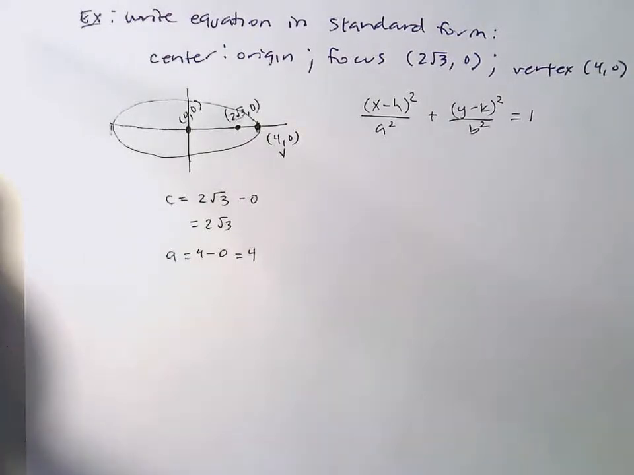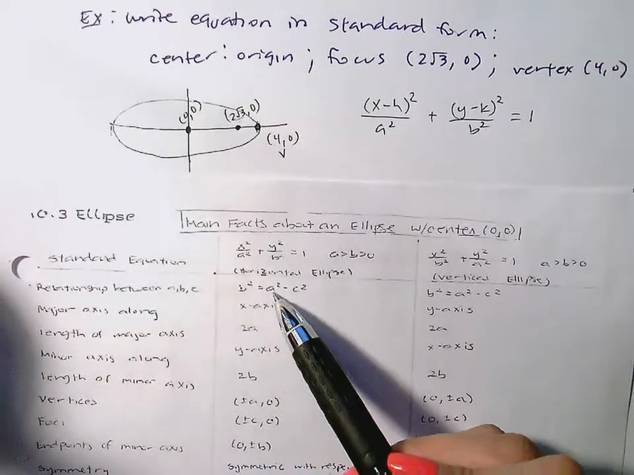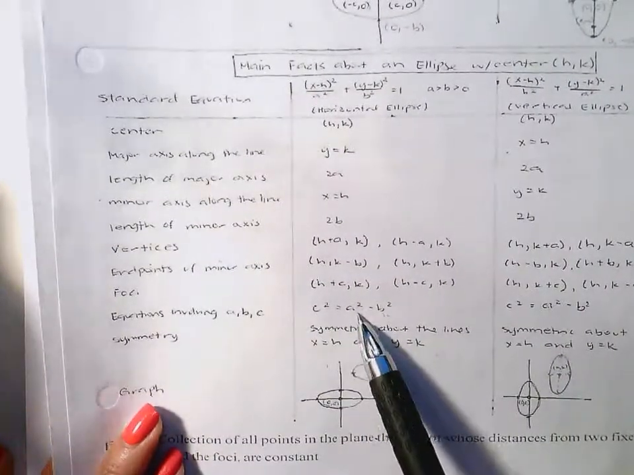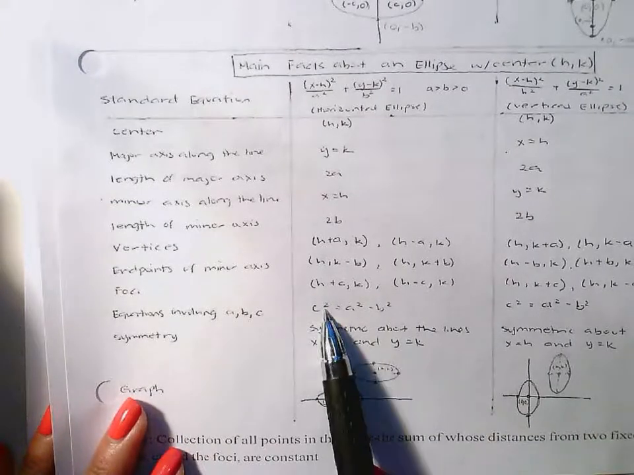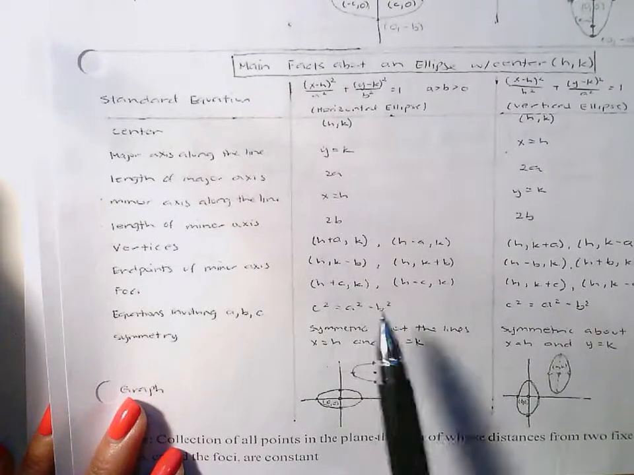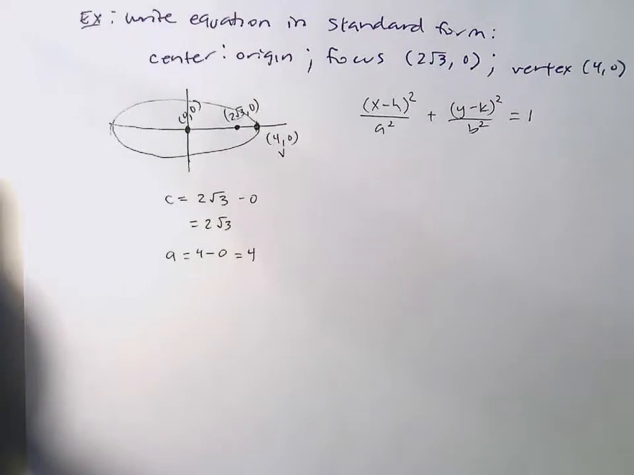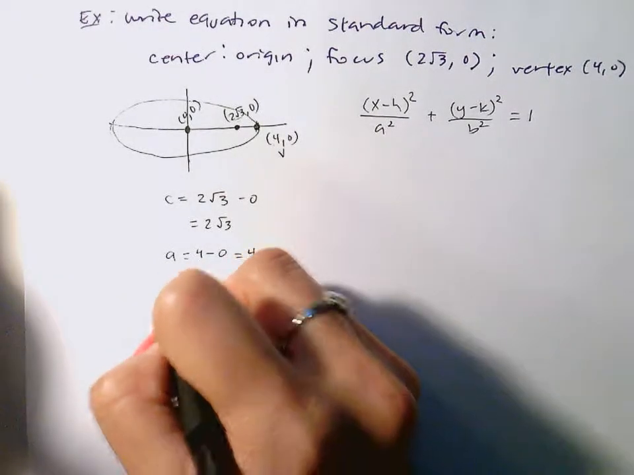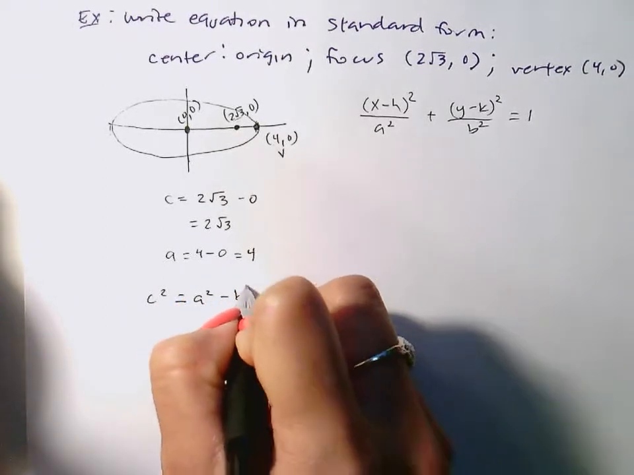There is a relationship that I haven't told you guys just yet. You can either use b squared equals a squared minus c squared, or you can use its variation, which is c squared is equal to a squared minus b squared. Both of them are going to give me exactly the same thing. It kind of looks like the Pythagorean theorem, except instead of a plus, we're going to have a minus in between these two. So c squared is equal to a squared minus b squared.